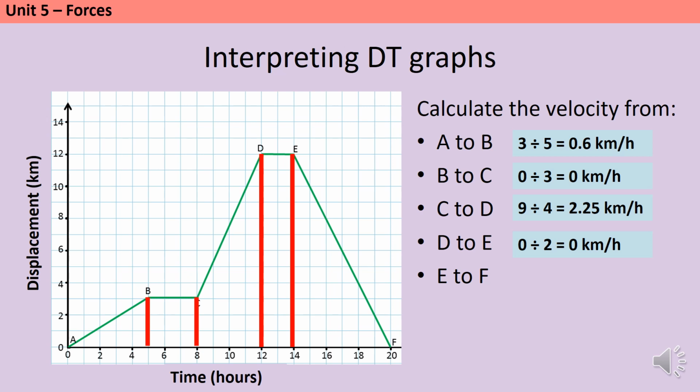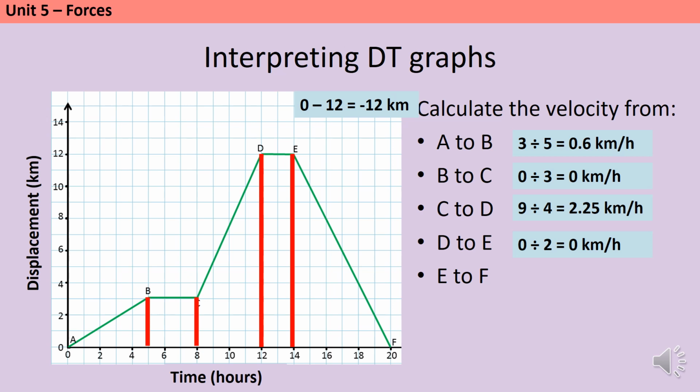The first thing we need to do, just like we did before, is work out how far the object has moved, and we do this by taking the final displacement and subtracting the initial displacement. So here we've got 0 kilometres subtracting 12 kilometres, and so this time we get a negative number, which is why it has to be displacement, not distance.